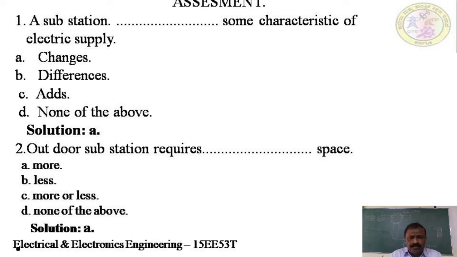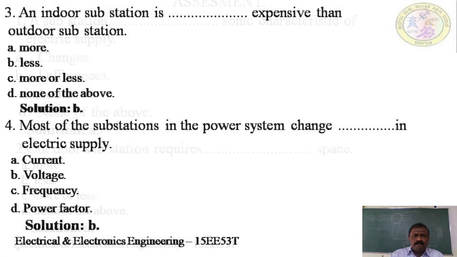Question number 2: the outdoor substation requires dash space. The options are A, more; B, less; C, more or less; D, none of the above. In case of an outdoor substation, the clearance between the conductors should be more. Hence the space required for outdoor substations is large. So the solution is more. The outdoor substation requires more space.